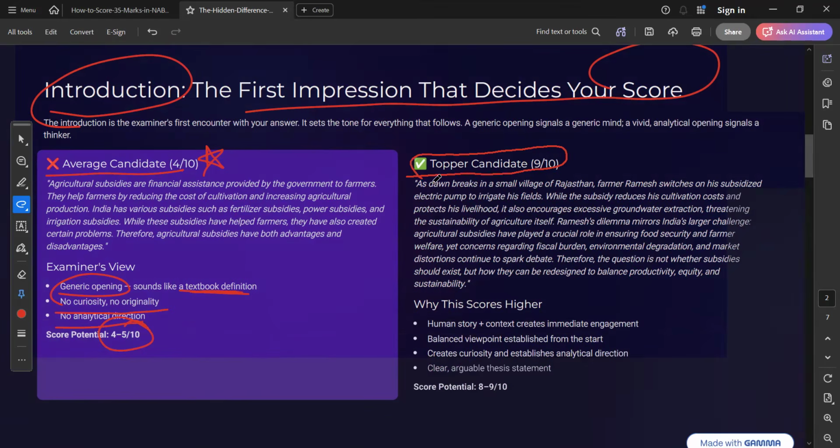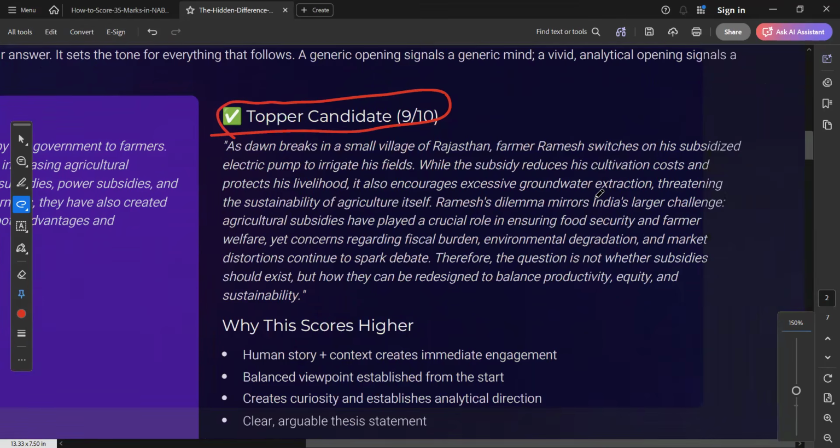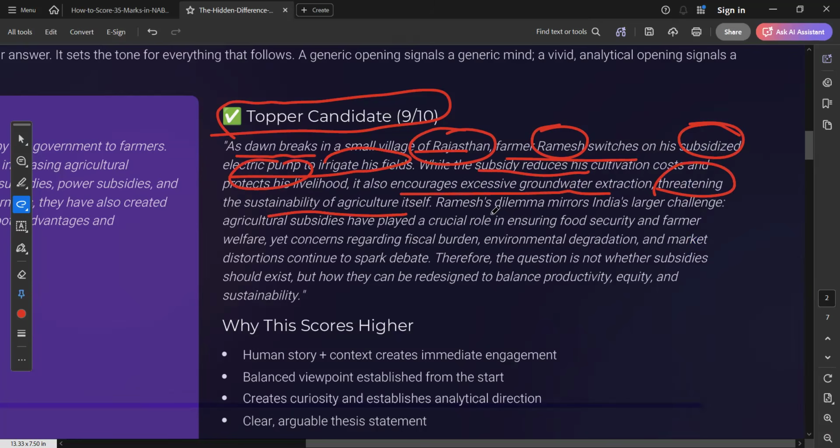How a topper would write, I'll just dictate it. It's very interesting. I want to read this for you. As dawn breaks in a small village of Rajasthan, farmer Ramesh switches on his subsidized electric pump to irrigate his field. See, subsidized electric pump, Ramesh and Rajasthan: specificity, a humanized form. The subsidy has come into the picture in the first line itself. While the subsidy reduces his cultivation cost and protects his livelihood, it also encourages excessive groundwater extraction. Now I have highlighted the issue, threatening the sustainability of agriculture itself.